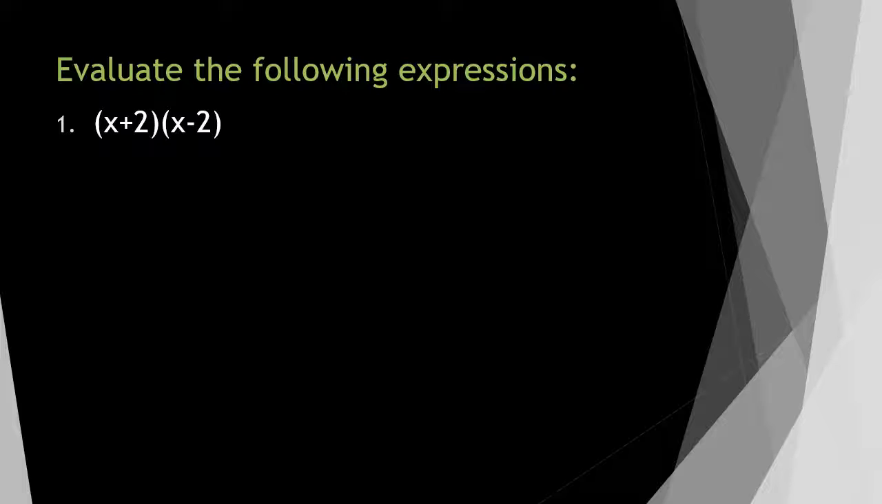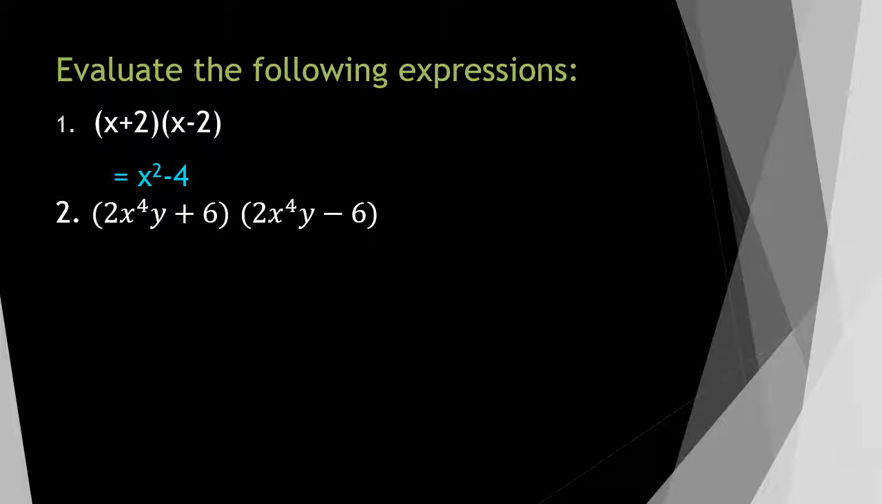Example number 1, we have quantity x plus 2 multiplied to quantity x minus 2. Remember that whenever you encounter a product of a sum and difference of two terms, just simply square the first term subtracted to the square of the last term. Then it is equal to x squared minus 4.